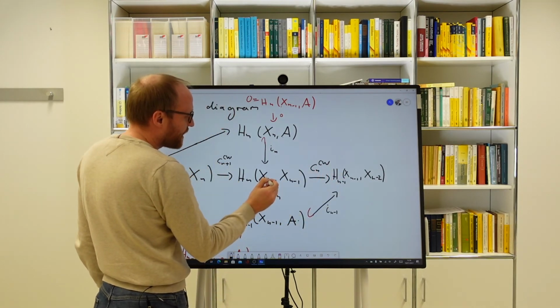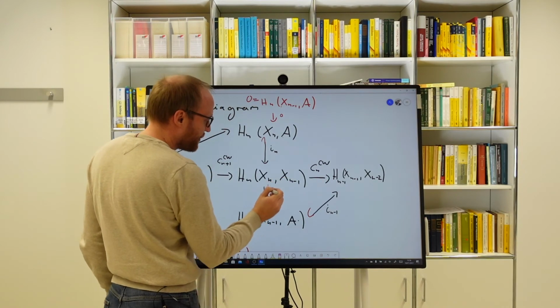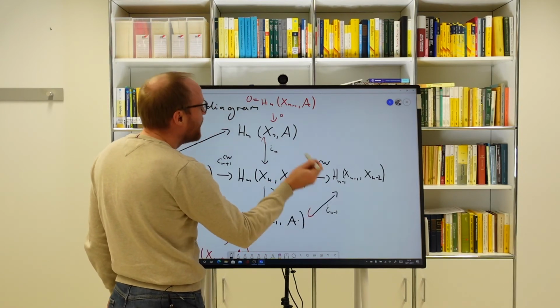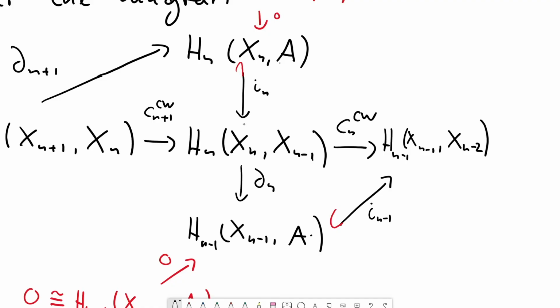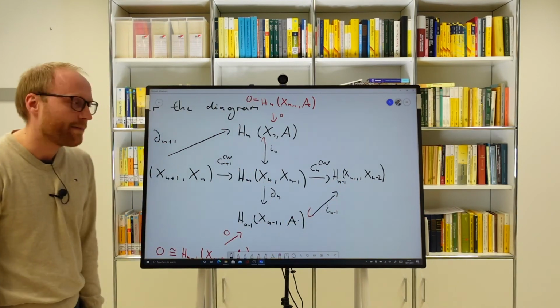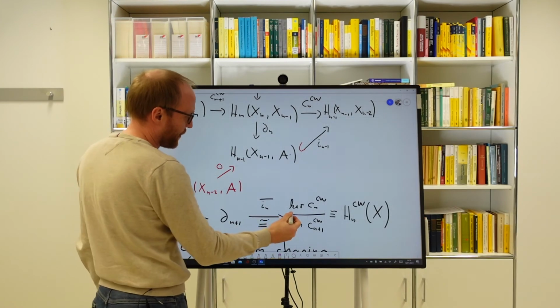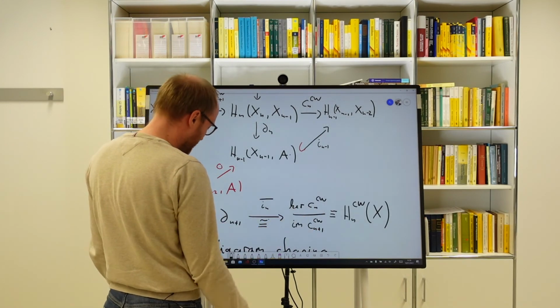Well, that's because I've got a commutative triangle here. So going along this arrow is the same as going along these two arrows. But then I have gone along two arrows in a long exact sequence, which means I already arrived at 0 here. So if I map it up here, I'm also arriving at 0. In other words, I'm in the kernel of C and CW. Yeah, so that's the first part of well-definedness.